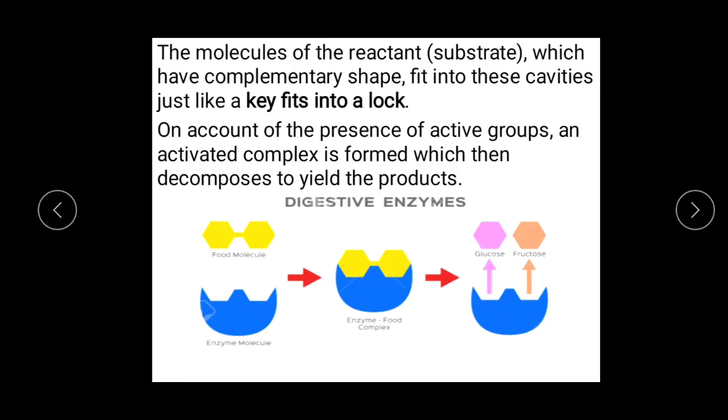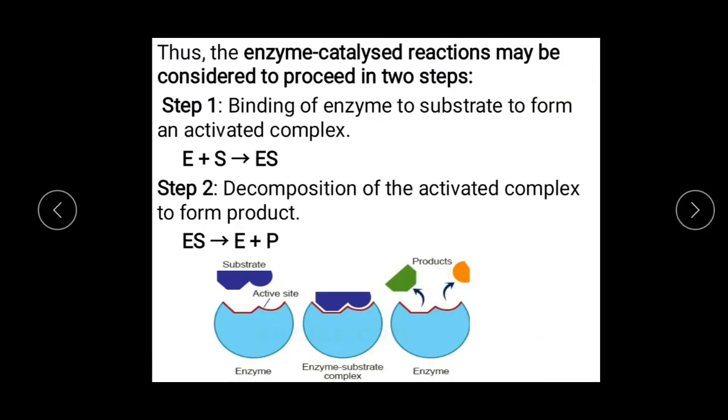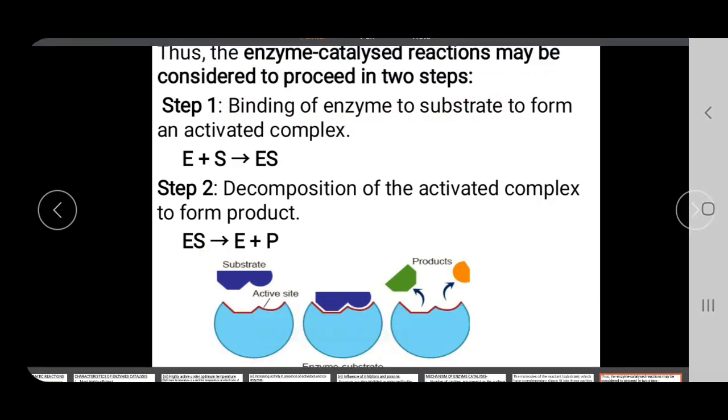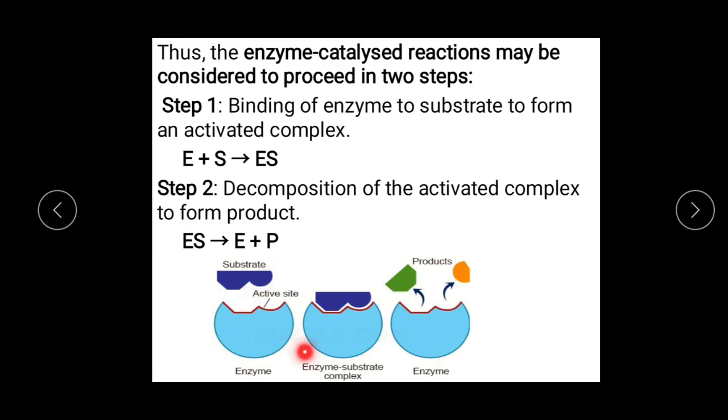Now what happens is that when this enzyme and the substrate get fit perfectly, we get an enzyme substrate complex, and later on the enzyme acts upon the substrate and breaks into product molecules. This is actually the mechanism. Now we move on to the two steps which take place in mechanism of enzyme catalysis. First is binding of enzyme to the substrate. You can see here binding takes place. Second one is enzyme substrate complex is formed, and the last is decomposition of the activated complex.